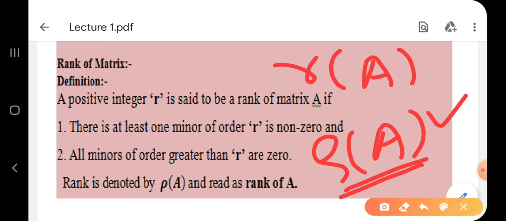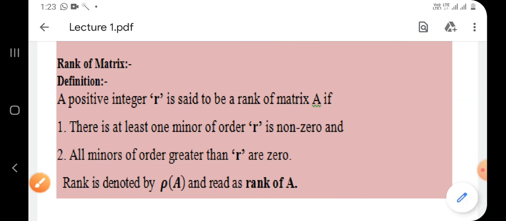Now in another way we can say that rank is that number which indicates how many rows are useful for us. Suppose I have an m by n matrix, means m rows and n columns are there, but it may be possible that two rows are the same. It may be possible that one of the rows is a multiple of another one. So those multiple rows or same rows we remove, and whatever independent rows remain, that is nothing but the rank of matrix A.